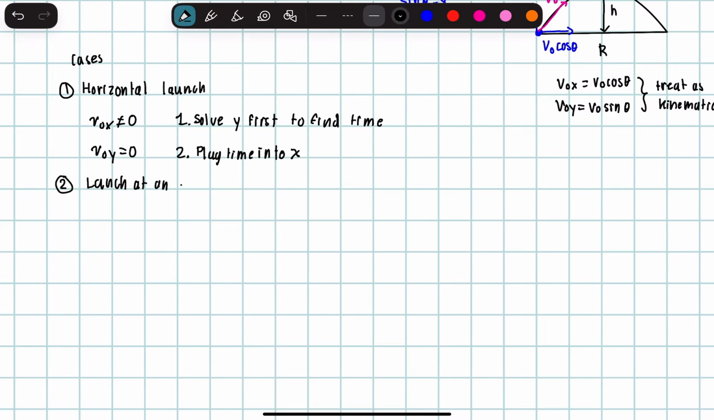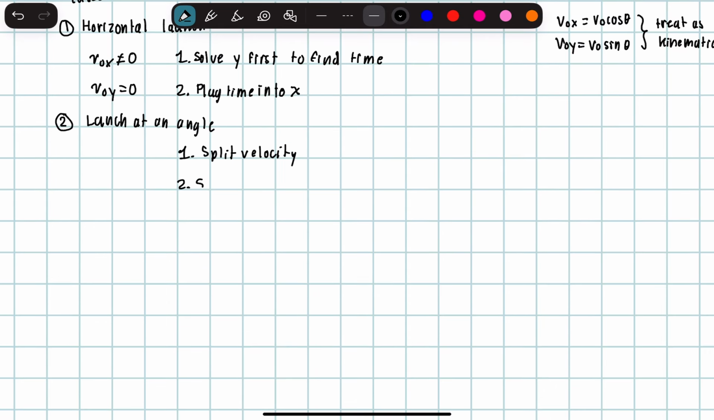Now, our second type is going to be a launch at an angle. So what you're going to do is split your velocity. Then after this, you're going to solve y to get time or height. Then you're going to use the same time in x.